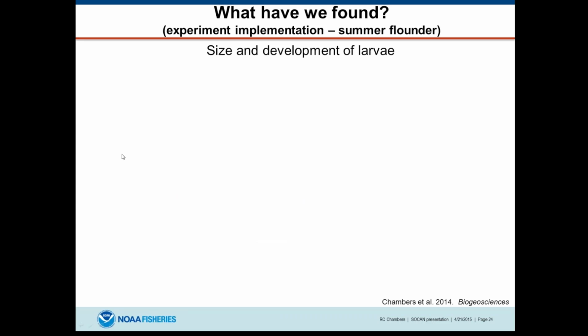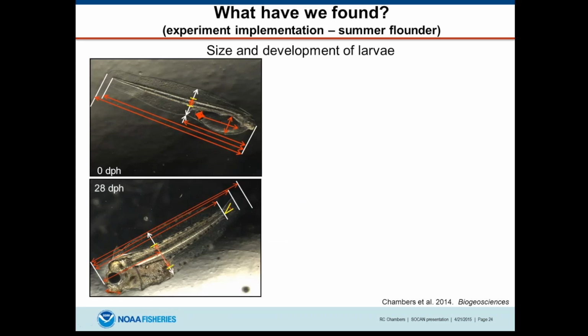In terms of development of larvae, our typical protocol is to measure the animals at regular intervals, either by calendar or by degree days, depending on the study. We anesthetize live larvae, photograph them, and measure a variety of lengths and depths that reflect size, and in this case, for a day 0 animal, day 0 post-hatch, the yolk quantity, which is a measure of condition.